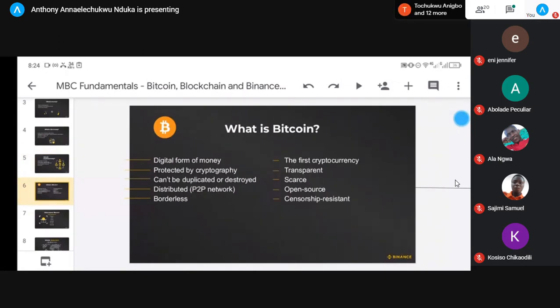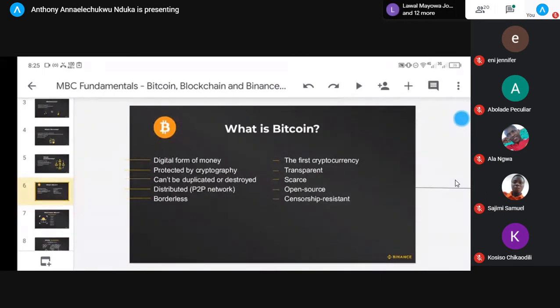Now, what is Bitcoin? Bitcoin is a digital form of money, just like Ethereum and the rest of them as cryptocurrency. Bitcoin is the first cryptocurrency in existence. The introduction of blockchain technology came because of Bitcoin. Someone known as Satoshi Nakamoto created Bitcoin in early 2009, and that was when cryptocurrency in full was introduced to the world.